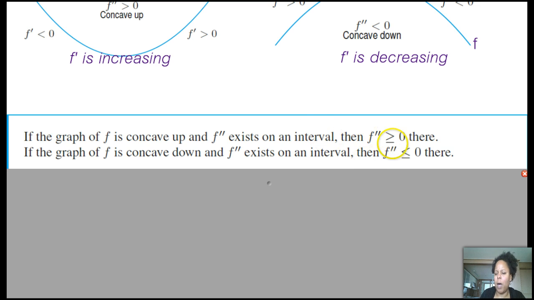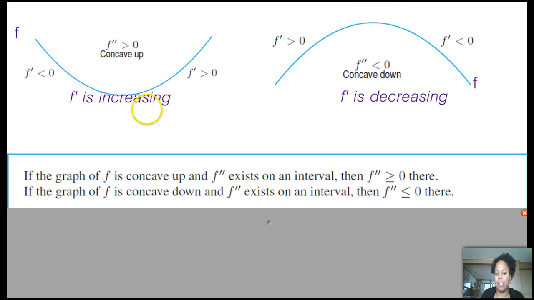Now, I know some of you are saying, why is that greater than or equal to or less than or equal to, when over here we didn't see where the second derivative was equal to 0? Well, that's because the second derivative being equal to 0 means that the rate of change of the first derivative is 0, which means that it's neither concave up nor concave down.